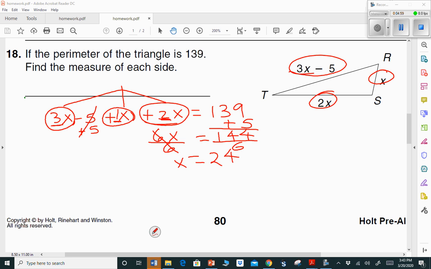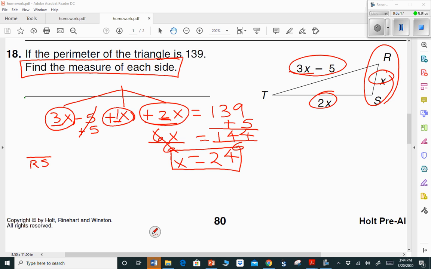So x equals 24, but that's not actually the answer because they want you to find the measure of each side. Okay, so line segment RS right here, that was x. So if x equals 24, that does equal 24. Line segment ST, that's 2x. You can figure that out in your head. 2 times x is 48.